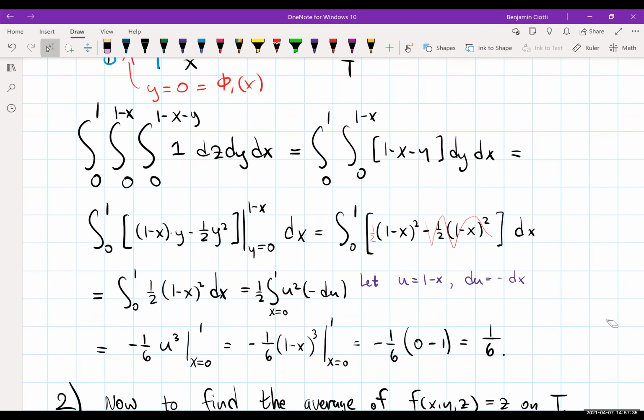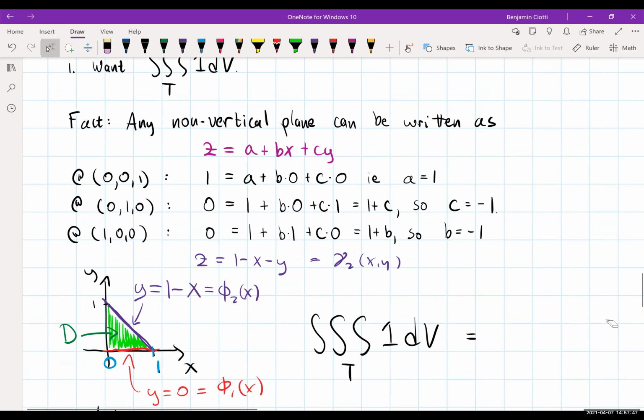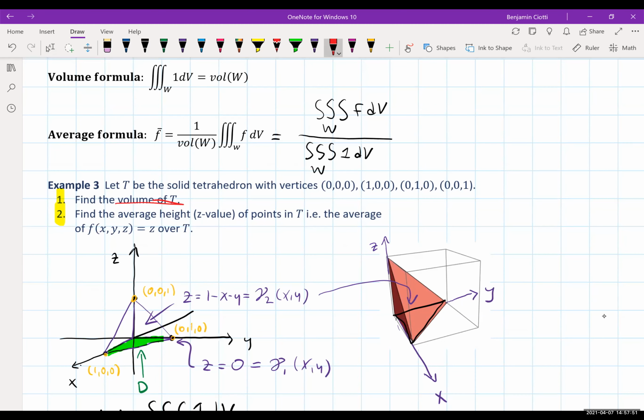It's a good question. I'm asking that because in the example, it didn't say the function of x, y, z is 1. It didn't mention. Well, I said the volume. The first question was the volume. Oh, okay. Yeah, okay.